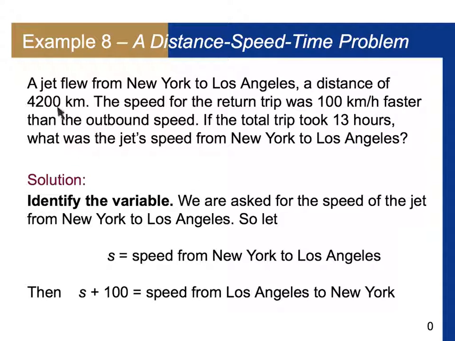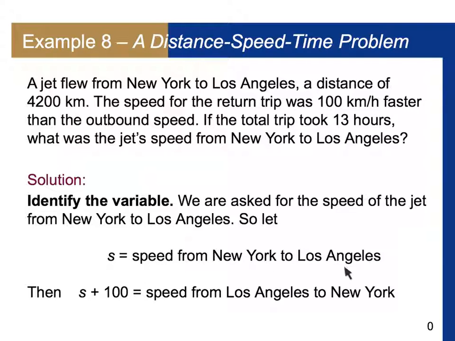Okay, so let's look at this example. A jet flew from New York to LA, which is a distance of 4,200 kilometers. The speed for the return trip, going from LA back to New York, was 100 kilometers per hour faster than the outbound speed. So the trip back was faster, so the trip out was slower. The total trip back and forth took 13 hours, and we want to know the jet speed on the way out, which is the slower speed.